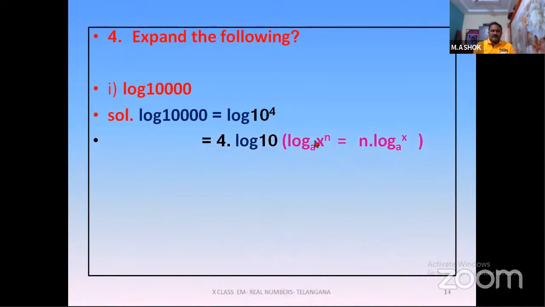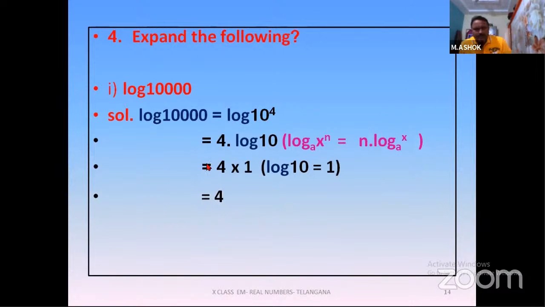So basing on the power rule, it is 4 into log 10. What is the log 10 value? 1. Simply, the answer of this question is 4. Okay, so log 10,000 is equal to, we have written, log 10 to the power of 4. So basing on this formula, 4 into log 10. Log 10 value we know that is 1. So 4 into 1, 4.